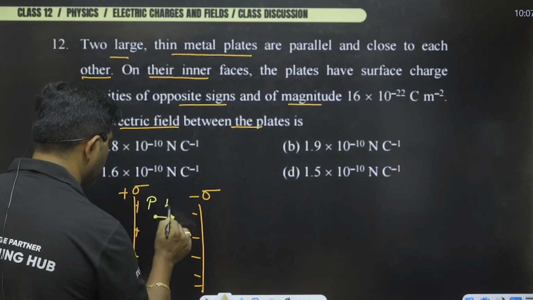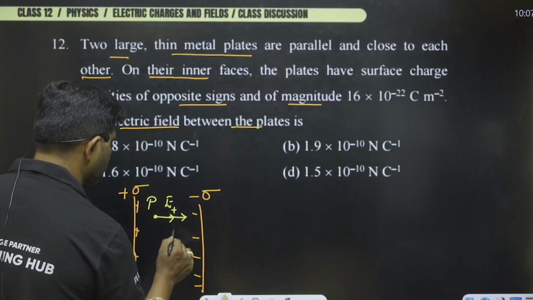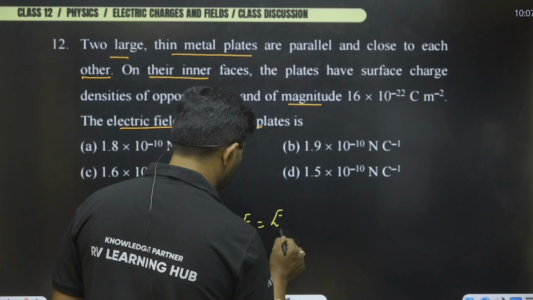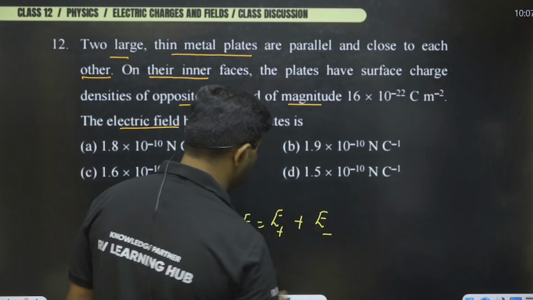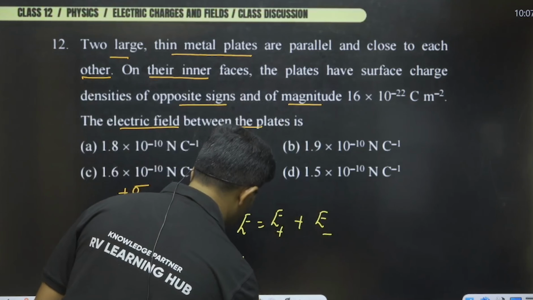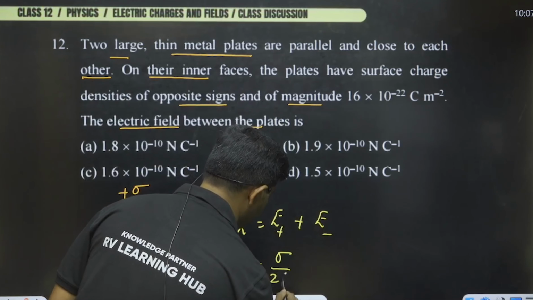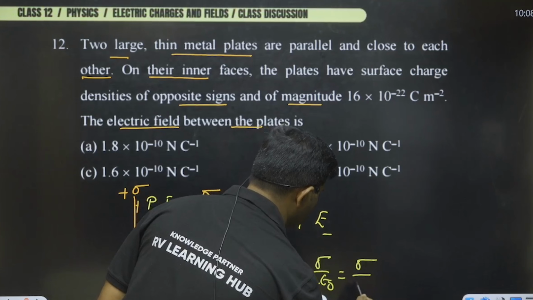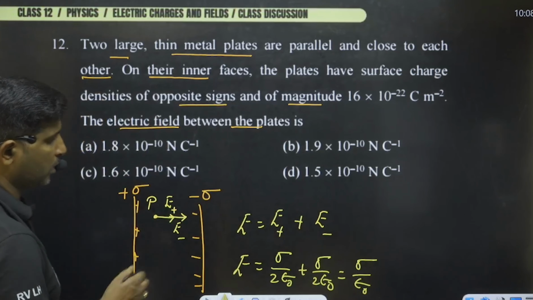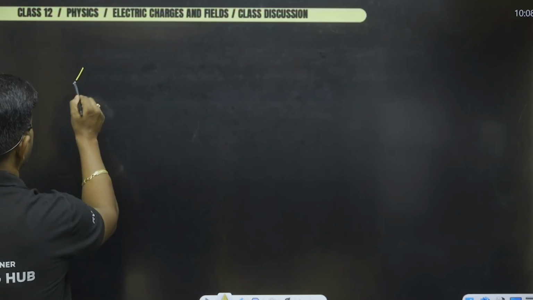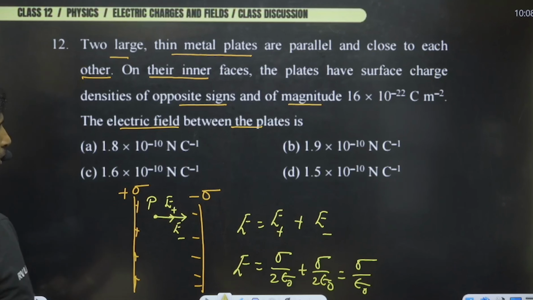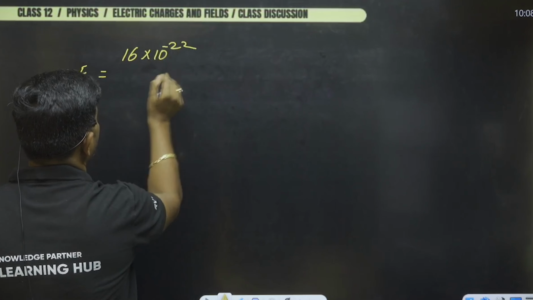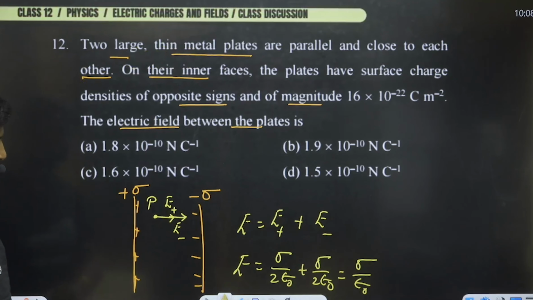Let us consider any one point P here. The field due to the positive plate is E plus and the field due to the negative plate is E minus. Is it right? Therefore, the net field is E due to the positive plate plus E due to the negative plate. So just substitute all the values here. We can say sigma by 2 epsilon naught plus sigma by 2 epsilon naught, which is nothing but sigma by epsilon naught. So just substitute all the values, you will get the answer. Electric field is equal to, what is sigma? They have given 16 into 10 to the power of minus 22 divided by, what is the epsilon naught value here?